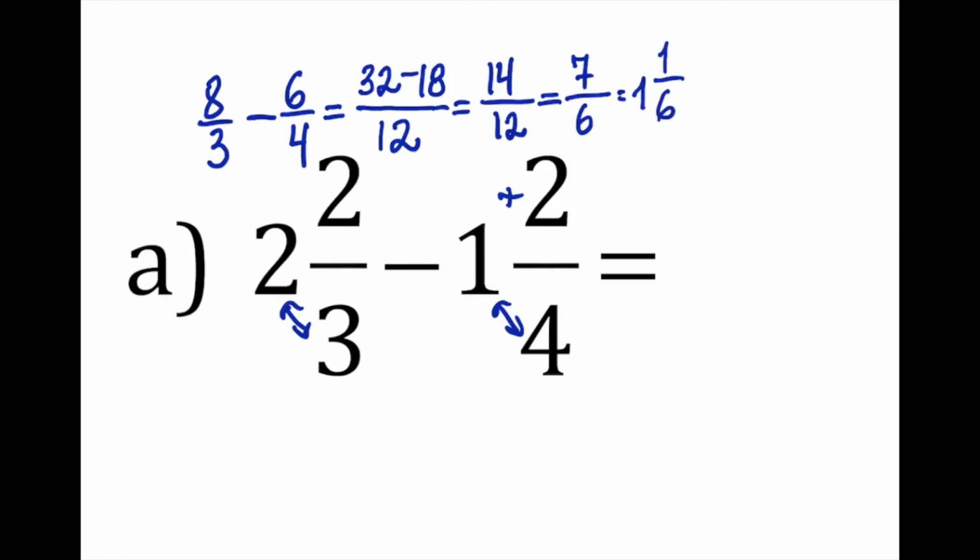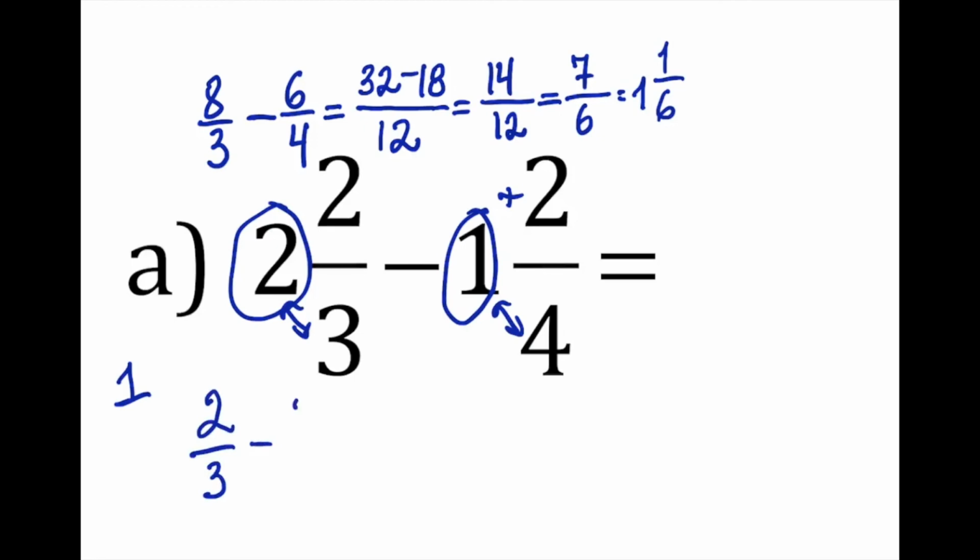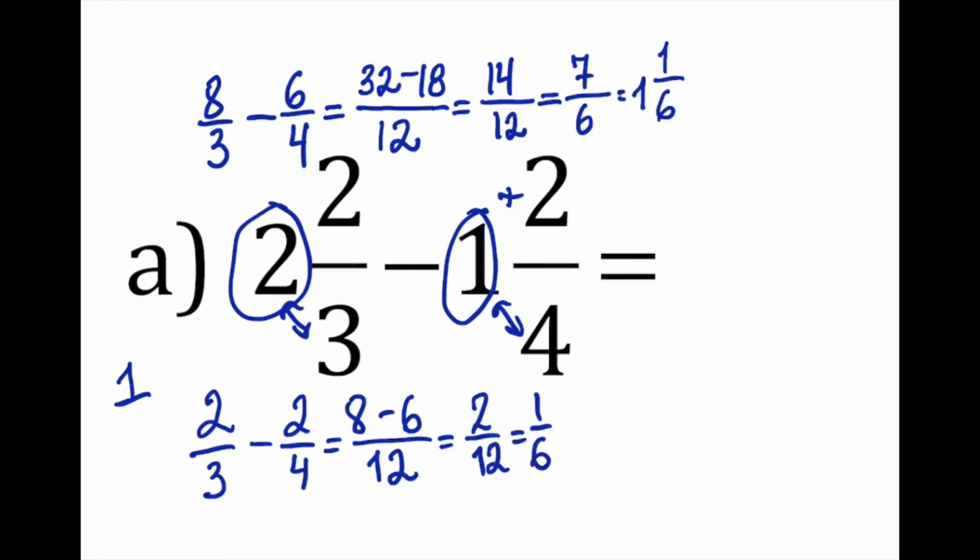The other way is to deal with your whole numbers separately. So 2 minus 1 is 1. And then you deal with fractions. So 2 over 3 minus 2 over 4. And that will be, common denominator is 12 again. So 12, 8 minus 6, 2/12, which is 1 over 6 when you simplify this.